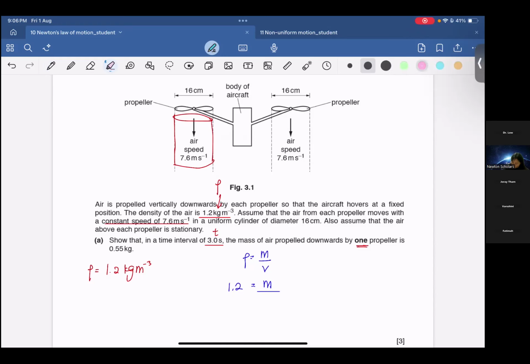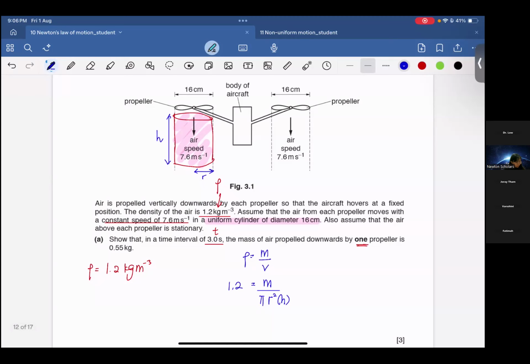So boys and girls, this one is a uniform cylinder of diameter 16 cm. So you have to calculate it out. What is this volume? What is the volume formula for the uniform cylinder? Volume should be pi r square times h. H is this. Okay, h is this. So what are they saying? Okay, can you guys try to calculate it out?